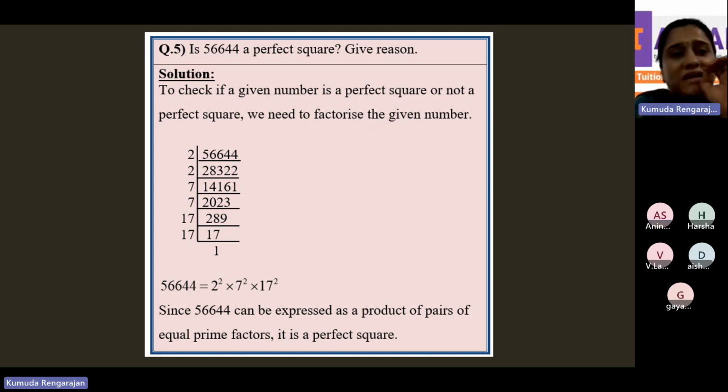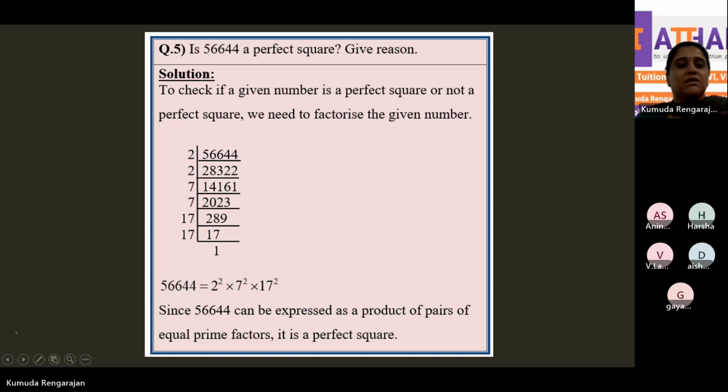Yes, the question is, is it a perfect square? So you don't have to find the square root. See, for a question like this, you should use the prime factorization method. You should not use the long division method. You must use the prime factorization method because you'll have to give a reason.